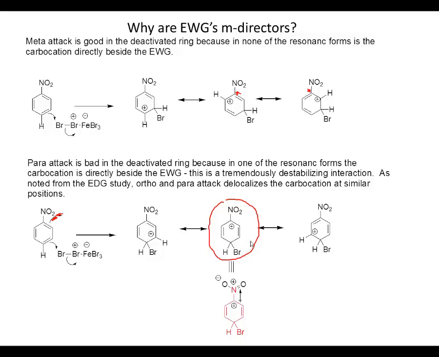So we don't want to attack the para position, because that would put the positive charge right where the electron withdrawing group is. Okay, recall that the ortho and para sort of put the carbocations in roughly the same places, and this would also be a problem if you attacked the ortho position. You would have one of the resonance forms that had a positive charge right beside the nitro group.